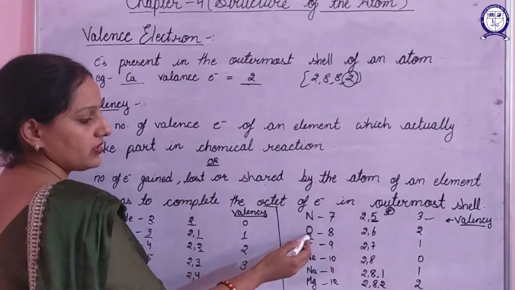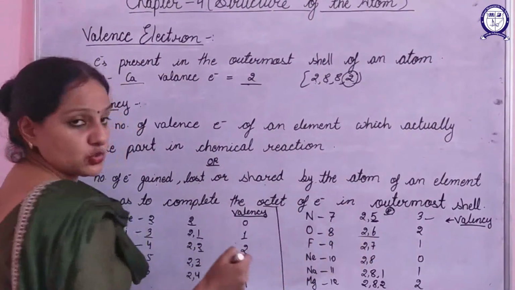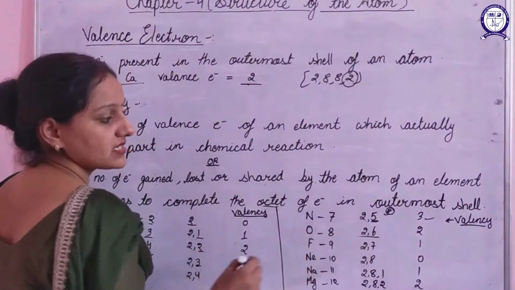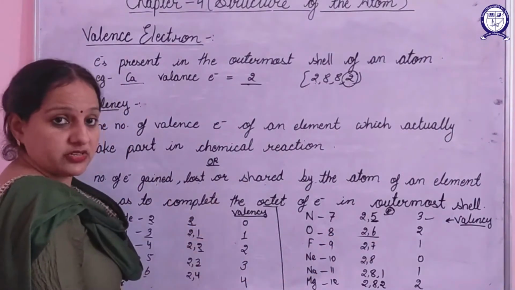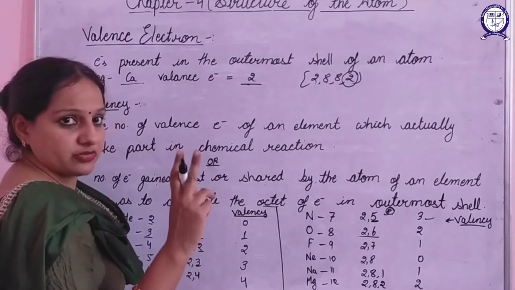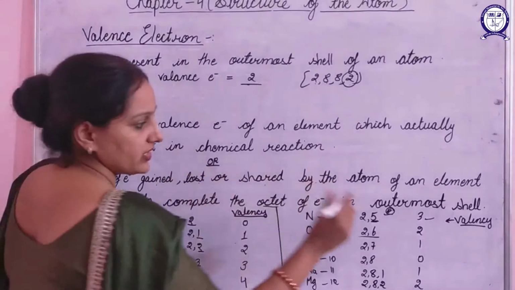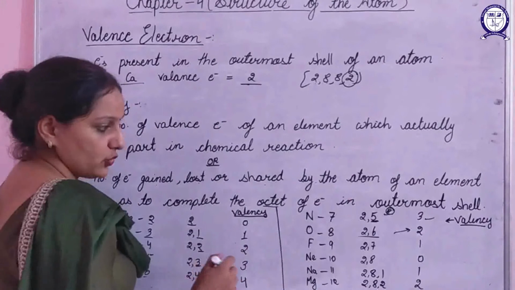and hence its valency will be 3. In a similar way, oxygen, its configuration is 2, 6. That means it is having 6 electrons in the outermost shell. What is easy for it? To lose 6 electrons or to gain 2 electrons? So obviously it will gain 2 electrons, hence its valency is 2.